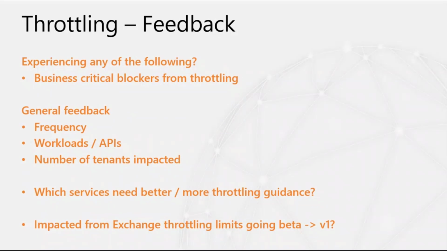Those are things that we can then take back to the different workload teams and be able to work with them. A couple of things that can be helpful for that feedback that you may share. What is the frequency that you're running into any kind of throttling scenarios? What are the specific APIs or endpoints that you're calling when that happens? And also, how many tenants are impacted based on those calls?